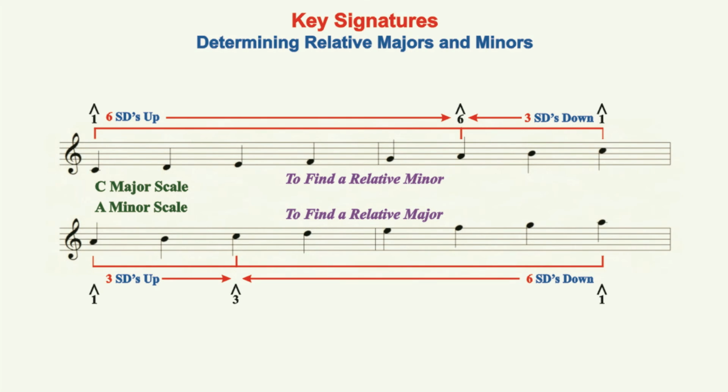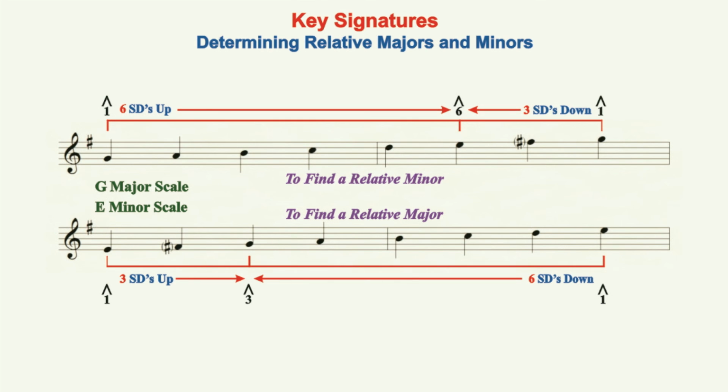On the other hand, the relative major to any minor key is located at that minor key's scale degree 3. Thus, if we want to determine the relative major to A minor, we start with scale degree 1 of the A minor scale and count upward or downward to scale degree 3, which leads us to a C natural. And C major is the relative major to A minor.